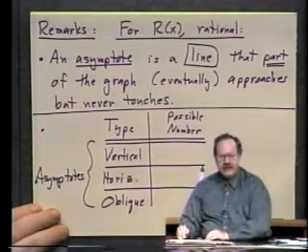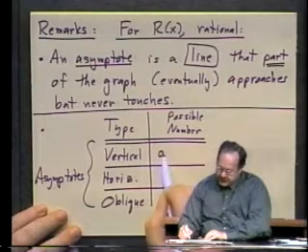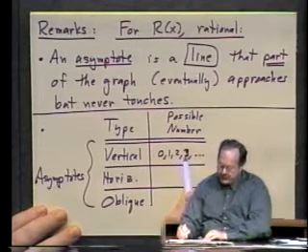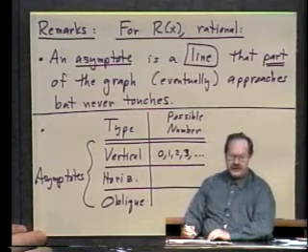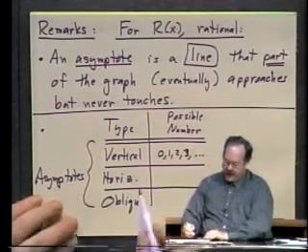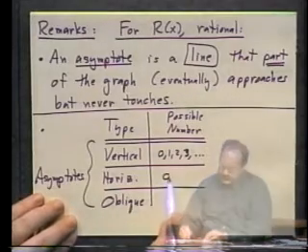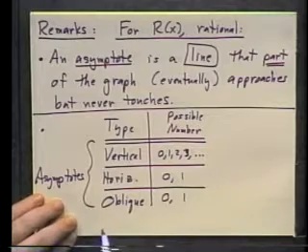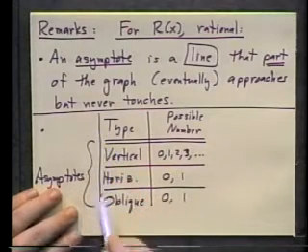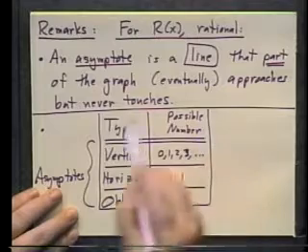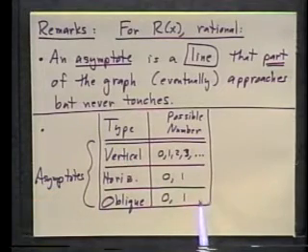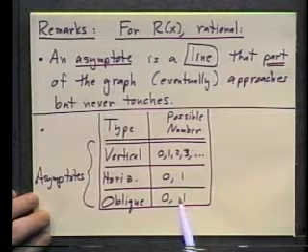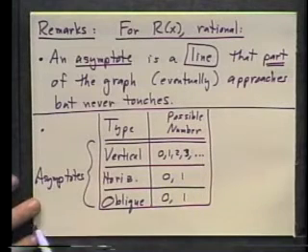And how many can there be? Well, vertical asymptotes, there can be none, or 1, or 2, or 3, etc. There can be any whole number of vertical asymptotes. However, for horizontal and oblique, they're limited. Horizontal, there's either 0 or 1, and for oblique, there's either 0 or 1. And that's all that can happen. So if I box this in here, those are all the possibilities. Horizontal and oblique, there are either none, or there's at most 1. Vertical, there can be as many as you like.